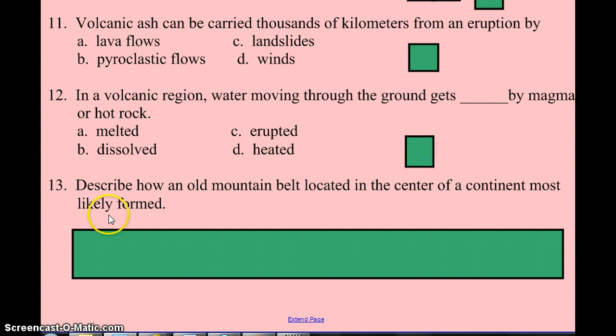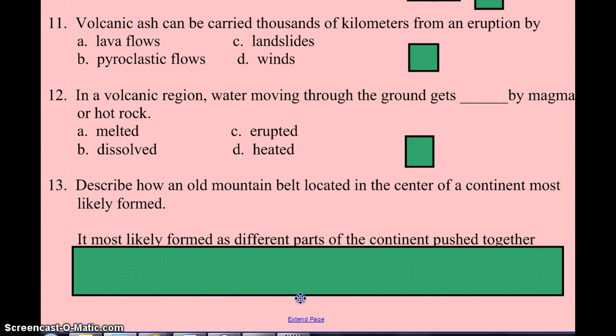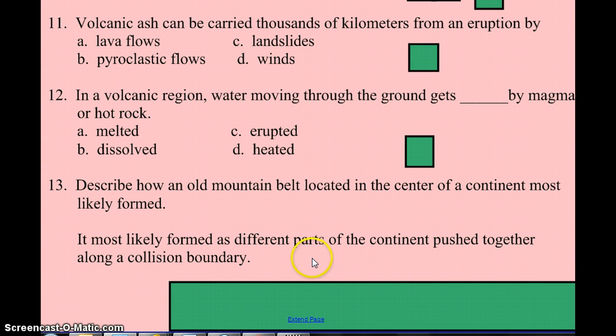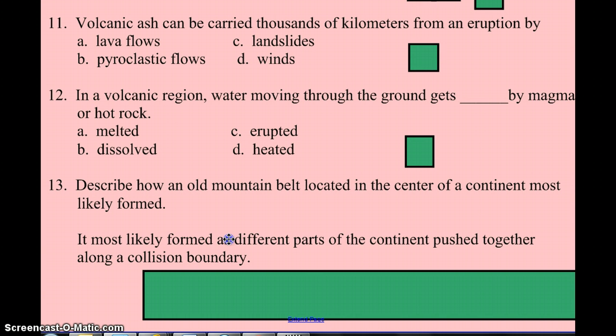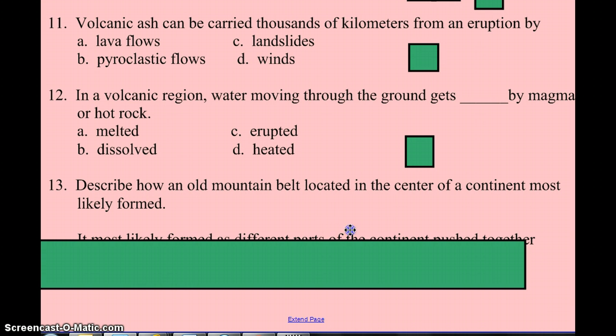It says, describe how an old mountain belt located in the center of a continent would most likely form, like the Ural Mountains between Europe and Asia. Well, in the end, what happened was it probably formed when the continents pushed together along a collision boundary, kind of like the Himalayan mountains. But then they stopped pushing and the mountains wore down faster than they grew, and that's how you get an old mountain belt in the center of a continent.